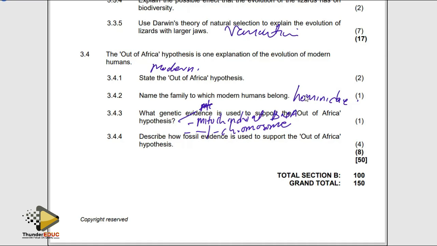Describe how fossil evidence is used to support the out of Africa hypothesis. I've been telling these kids that these are the same questions we ask you. And if you check the book we use, you can download it yourself. That's exactly how we mark. This is the same way they ask you this question. This book was released a long time ago, before even these papers were set. All right, let me answer.